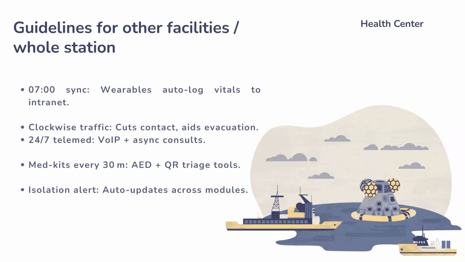Then comes a QR code which links to context-sensitive triage guides, and at the end, the module-wise isolation alert relay. So if one crew member, let's say, enters quarantine due to fever or a positive diagnostic result, their status will be automatically broadcasted to every module. So it will be auto-updated across all the modules.